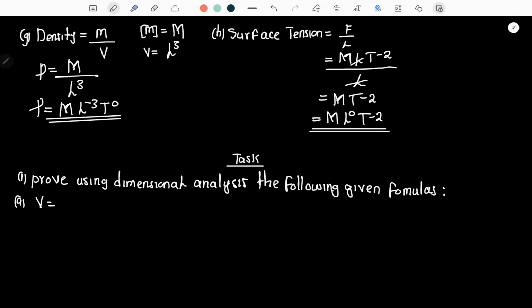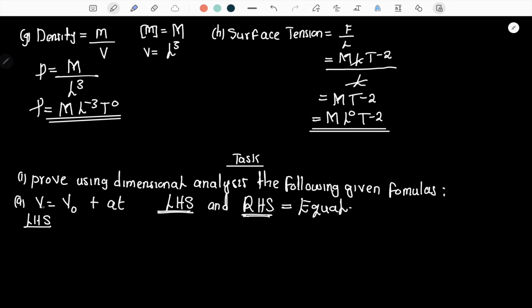Your V is equal to V initial plus AT. How do we prove that this formula is dimensionally correct? Remember that in dimensional analysis, for you to be able to know that this formula is dimensionally correct, your left hand side and your right hand side, they should be equal. So, what are the dimensions of V? So we are going to say left hand side.